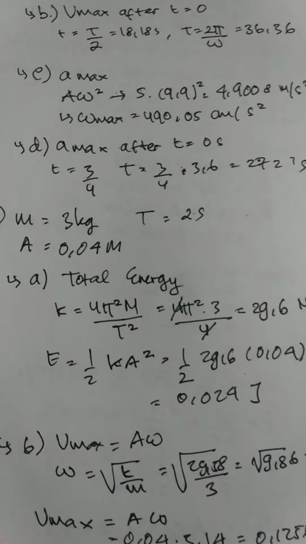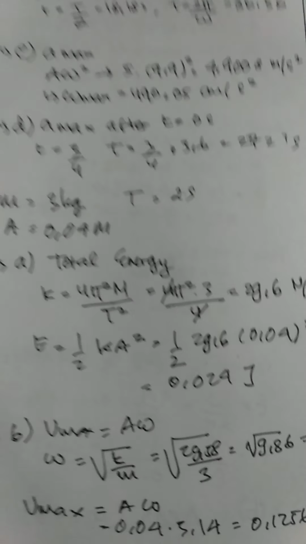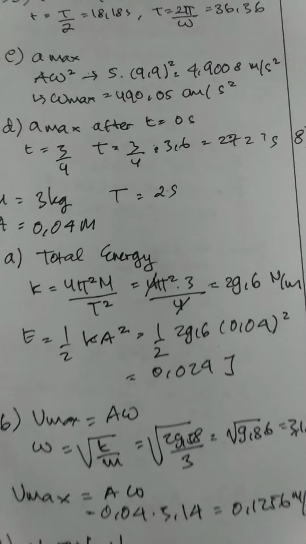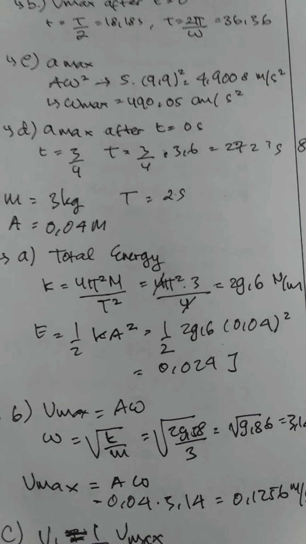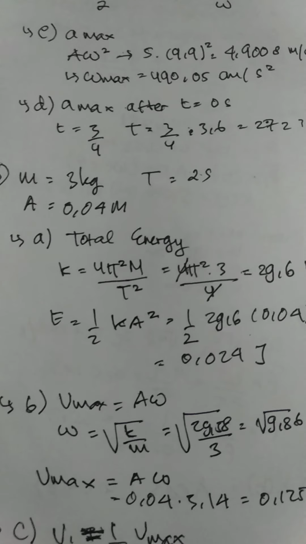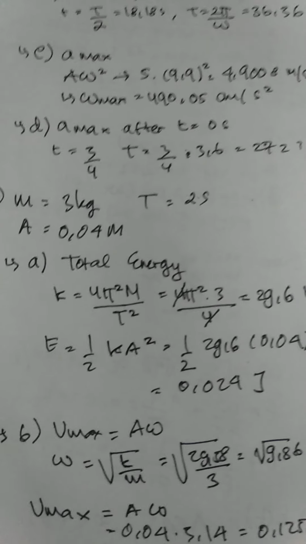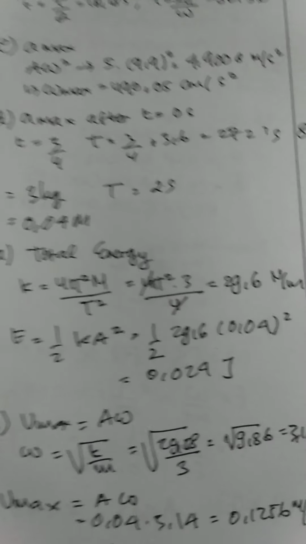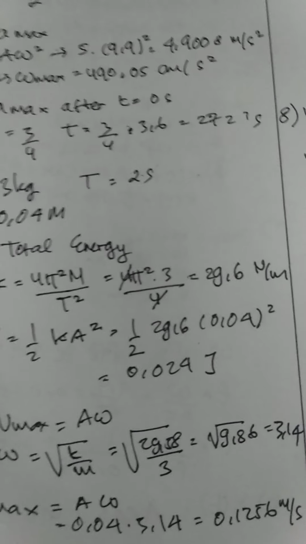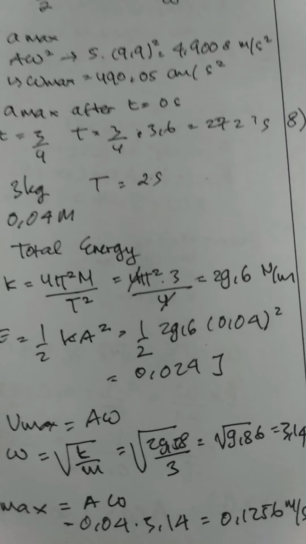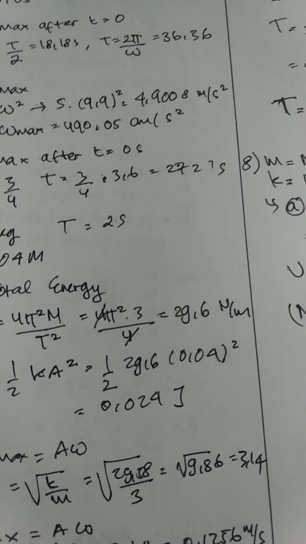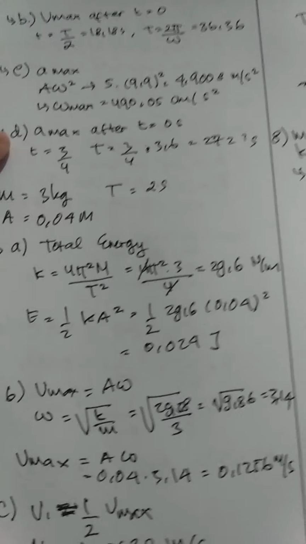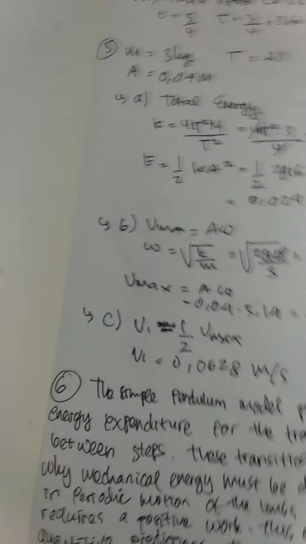And then the next question, when does the maximum magnitude of the acceleration first occur after t equals 0 second? t equals 3 per 4 of the period, so 3 per 4 times 3.6. So we got the result, t is 272 second.